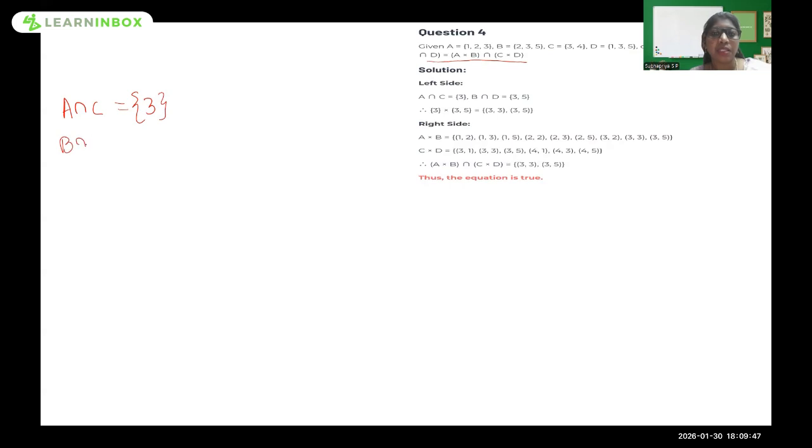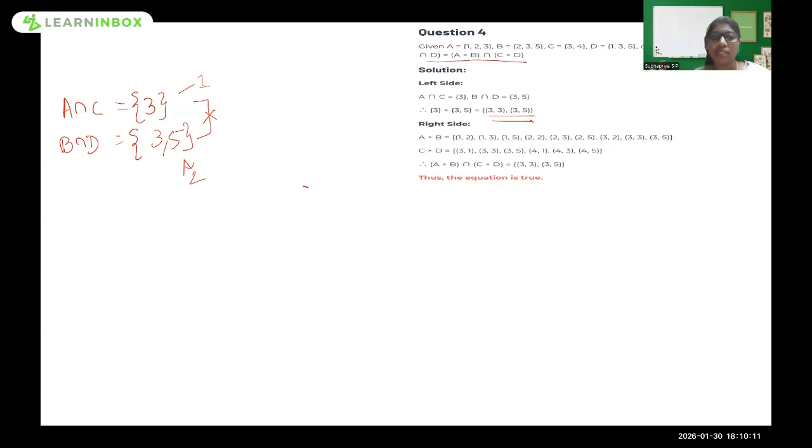Then B intersection D. What is common between B and D? It is 3 and 5. So for these two, we have to cross. We have to find our Cartesian product. So here 1 element and here 2 elements. So of course, we will be getting 2 elements in total over here.